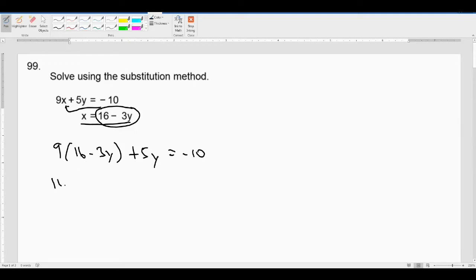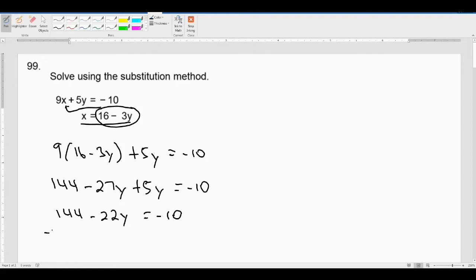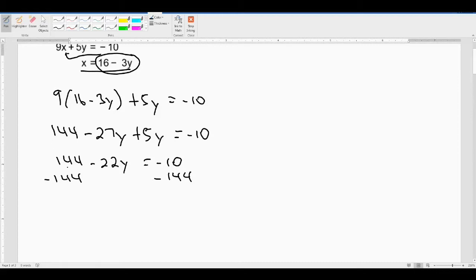9 times 16 is 144. 9 times negative 3y is negative 27y. Drop everything else. Combine like terms. Keep the 144, minus 27y plus 5y is negative 22y, equals negative 10. Subtract the 144. Notice that sign there stays with the 22y, so it's negative 22y equals negative 154.